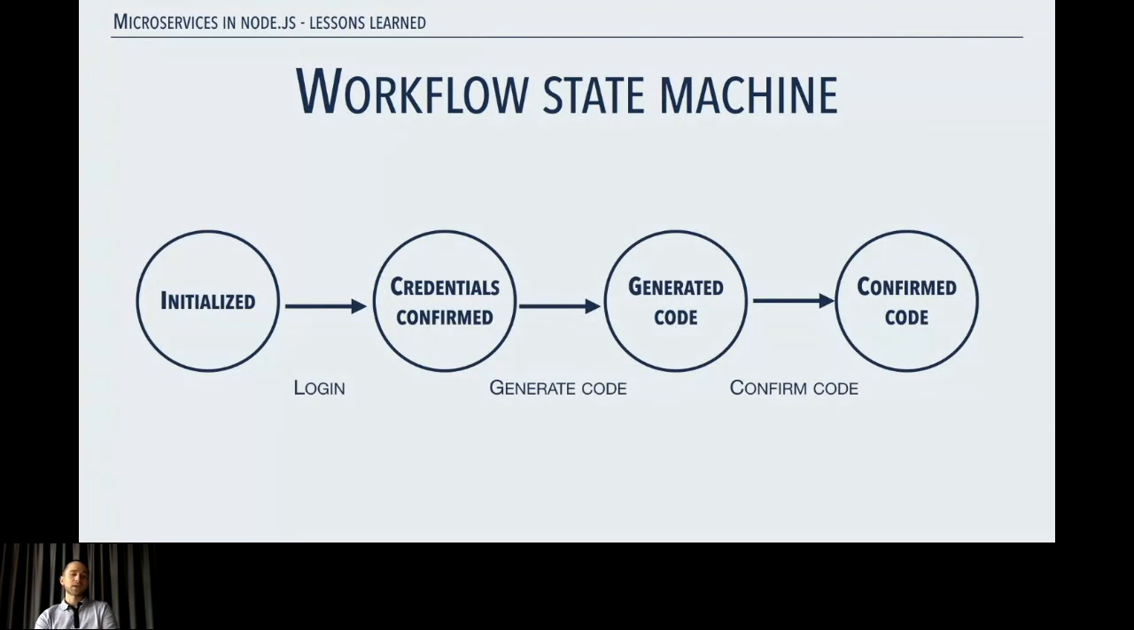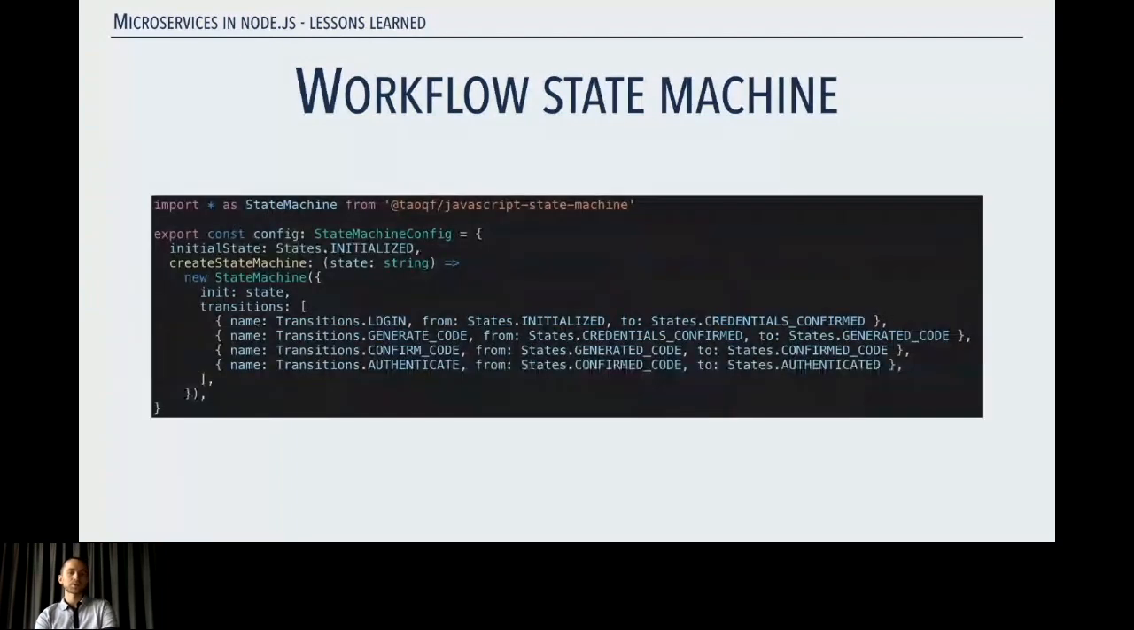So this is just kind of a graph with nodes and arrows. And actually, using that state machine, we can also describe some rollbacks if we need to go back from one state to the previous one. And this graph can be written as code using that library from NPM called JavaScript state machine.